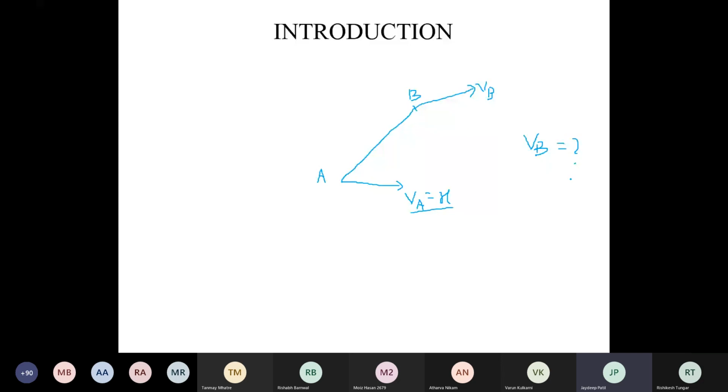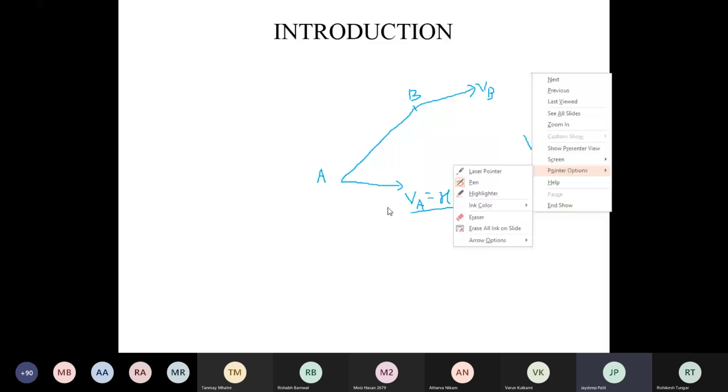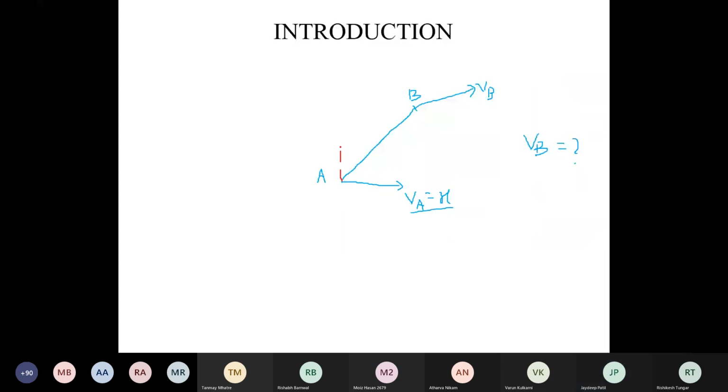How will you get the ICR? You have to draw the perpendicular to the velocity of the respective point. Correct? In the same figure you have to draw a perpendicular to this velocity of A here, and you have to draw a perpendicular to the velocity of B here. Where these two intersect, you will get the ICR of the link AB, the instantaneous center of rotation of link AB.